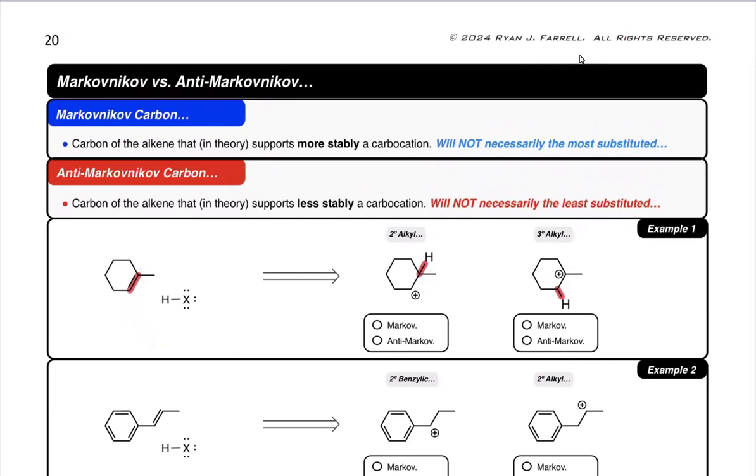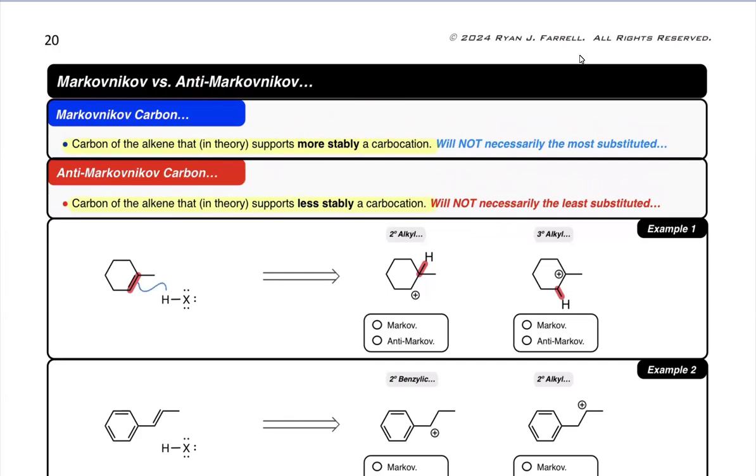I'm going to offer an alternative way of thinking about this that I think is ultimately more accurate to all cases. Let's define the Markovnikov position of the alkene pi bond as the carbon between the two that would stabilize a positive charge better. It's not necessarily the most substituted always, but it would always be the carbocation position where it's more stably accommodated. And the anti-Markovnikov carbon will be the carbon that stabilizes the positive charge more poorly. So follow me on this.